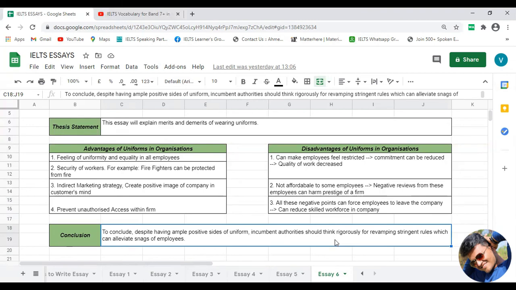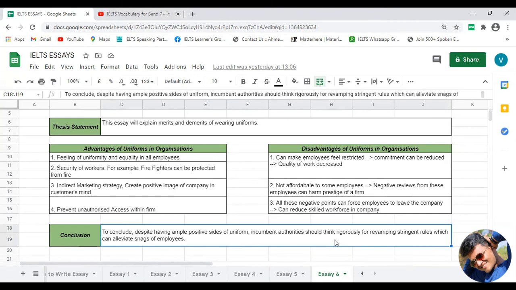Now let's see how we can reframe that idea in our actual conclusion, and our conclusion will be something like this. To conclude, despite having ample positive sides of uniform, it means although we have so many advantages of having uniform, incumbent authorities should think rigorously for revamping. Revamping means change, or for changing. Stringent means strict rules which can solve. Solve means alleviate the woes of employees.